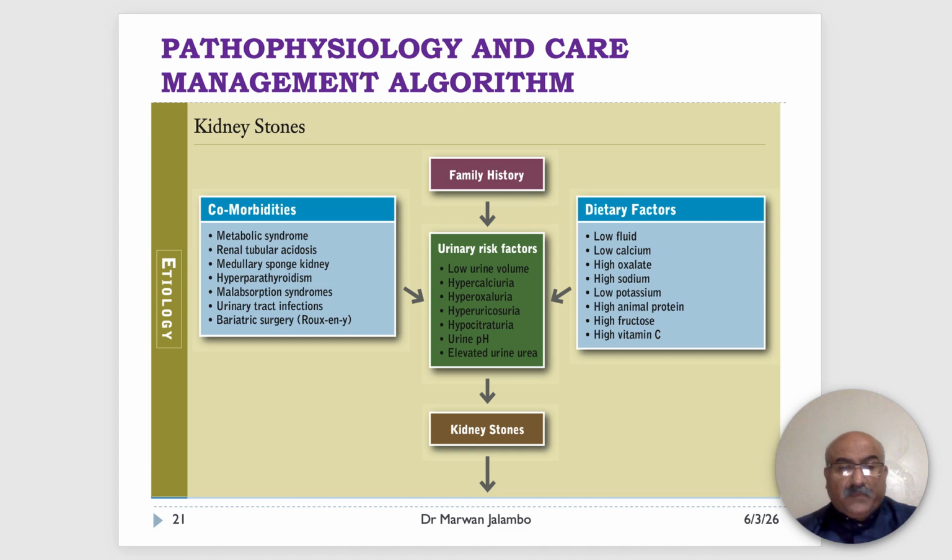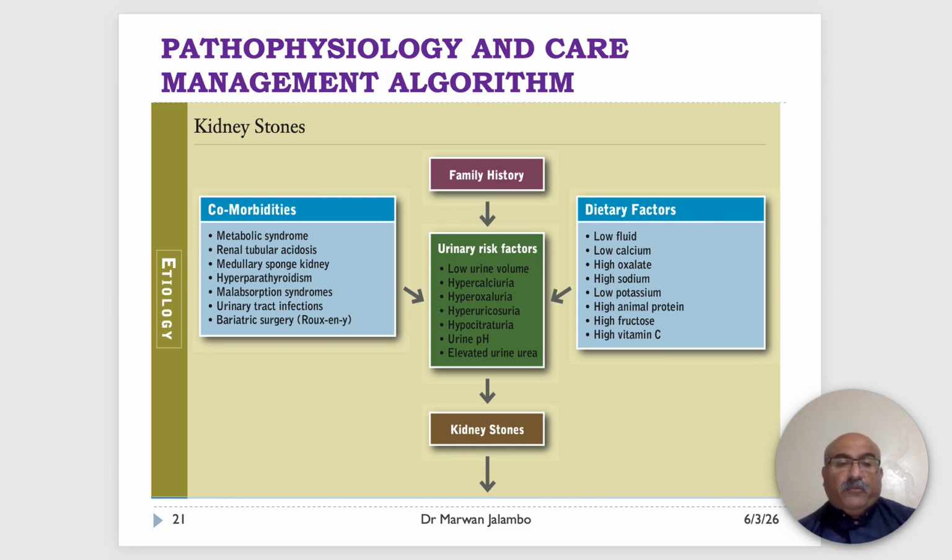Also hypocitraturia. Too little citrate, and citrate actually helps to prevent stones. Urine pH and elevated urine urea, an acidic or highly concentrated environment. The result is these risk factors cause the minerals to crystallize and clump together, forming the kidney stone.